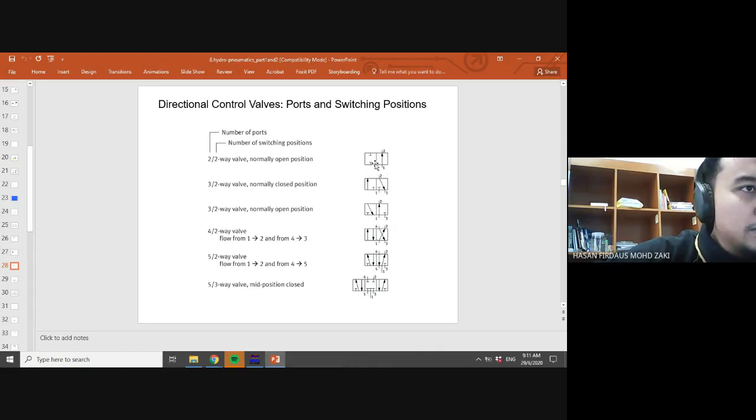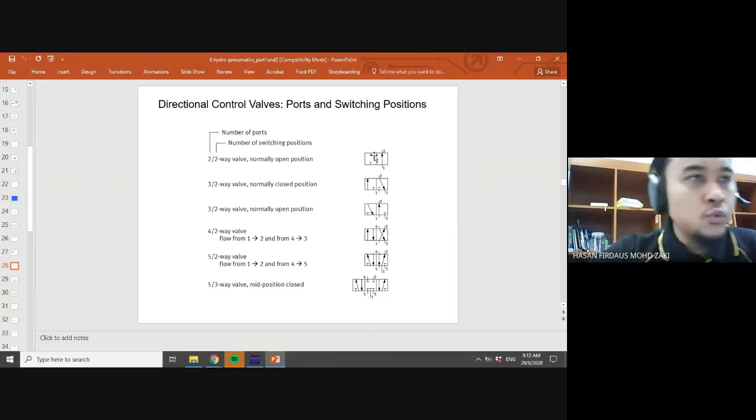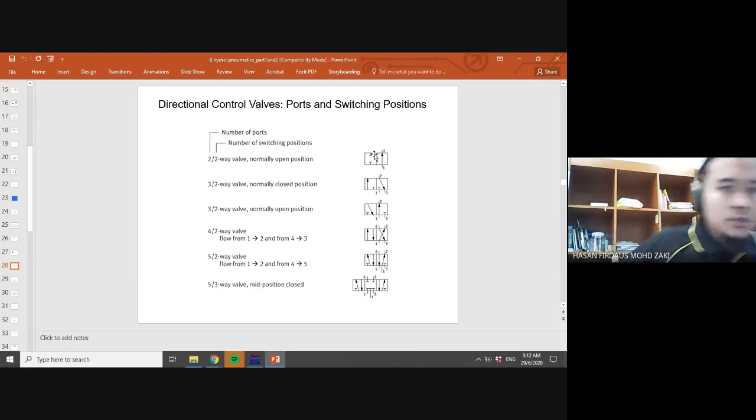The first box at your right is the first position, and then you have the second position at the left. The left also has the same number of ports, so 2 ports. If this one is port 1 and port 2, the left also has port 1 and port 2. So this is called a two-way valve. Let's see the second one. The second one is a three two-way valve, meaning that you have three ports, 1, 2, 3, and two positions.